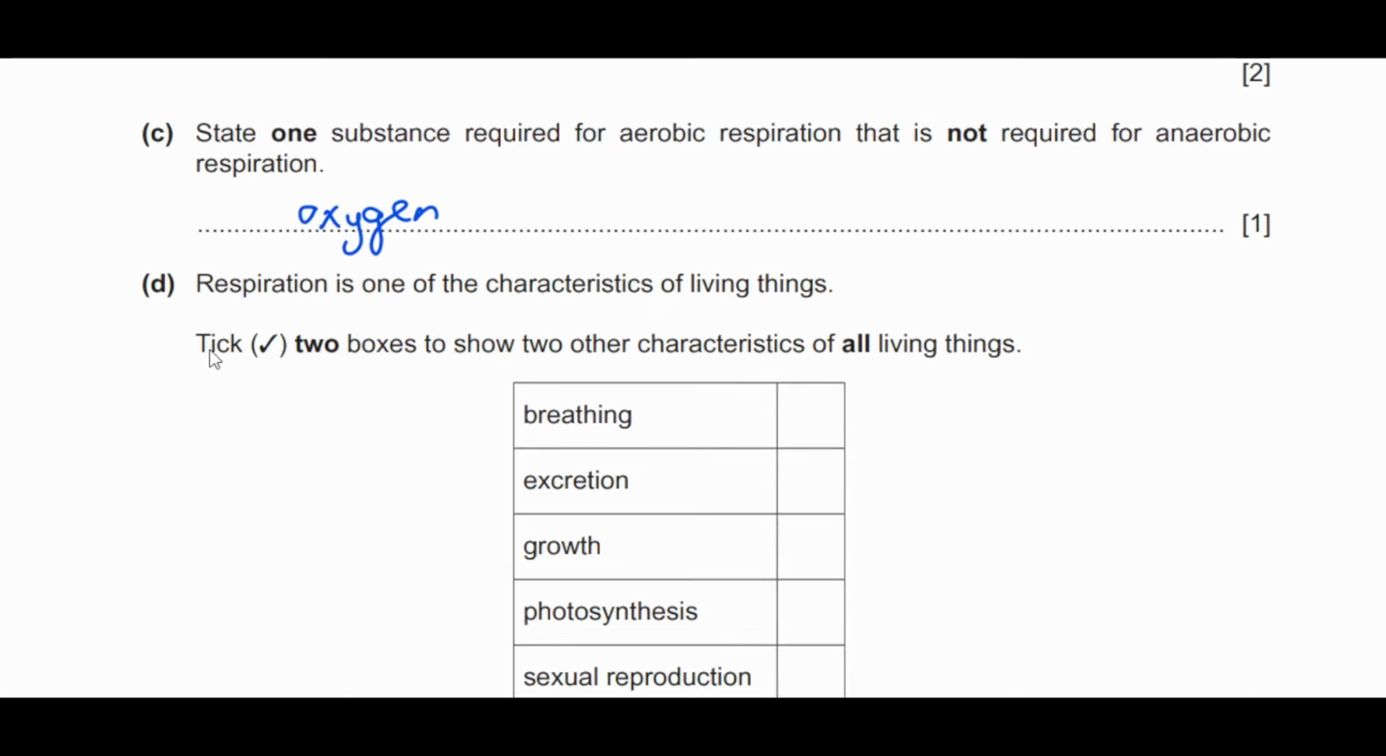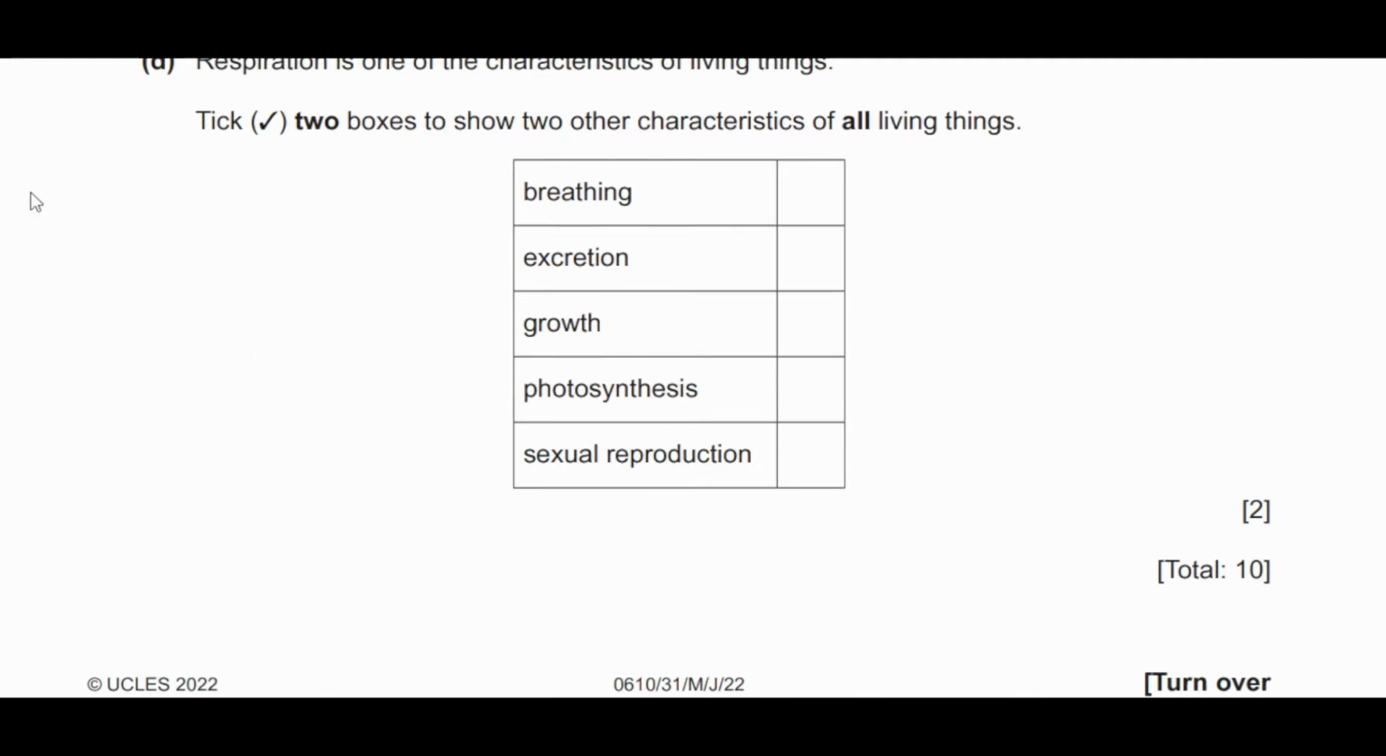Okay. D. Respiration is one of the characteristics of living things. Tick 2 boxes to show 2 other characteristics of all living things. So which of these is in Mrs Grant, right? So breathing, is it in Mrs Grant? No. So you don't tick. Excretion, is it in Mrs Grant? Yeah. Growth, also yes. Photosynthesis? No. Sexual reproduction? No. Okay. So the two are the 2 ticks.